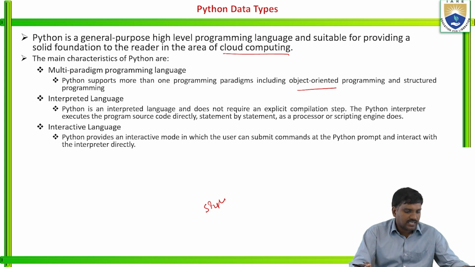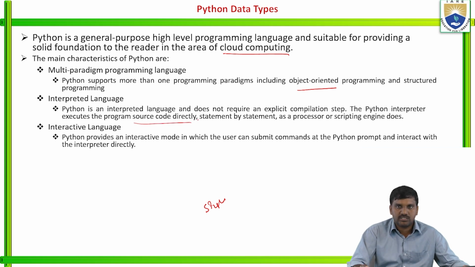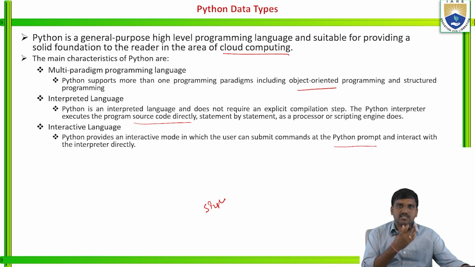Next, it is an interpreted language. Python does not require any separate compilation step. The Python interpreter executes the program source code directly, statement by statement, as a scripting engine does. This is the second characteristic, an interpreted language. The third one is an interactive language. Python provides an interactive mode in which the user can submit commands at the Python prompt and interact with the interpreter directly. This is the third characteristic of Python.